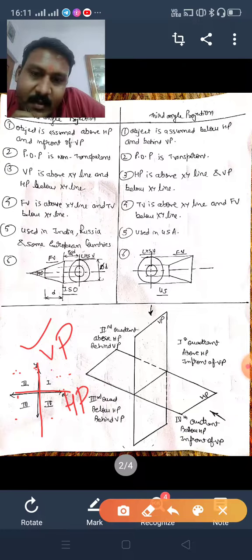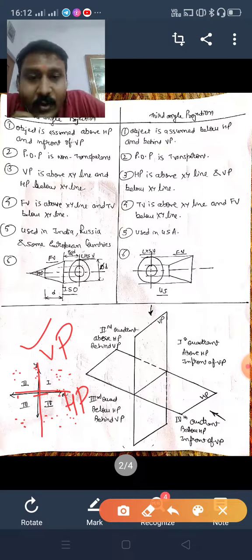VP के सामने तो फर्स्ट क्वाड्रेंट। See, both first and second quadrants are above HP, but the first quadrant is in front of VP, meaning VP के सामने, and the second quadrant is behind VP, meaning VP के पीछे. Now moving forward to the third quadrant, the third and fourth quadrants are both below HP. But in the third quadrant it is behind VP, and in the fourth quadrant it is in front of VP, meaning VP के सामने है. That is, the third quadrant we can say is below HP and behind VP, and the fourth quadrant is below HP and in front of VP.